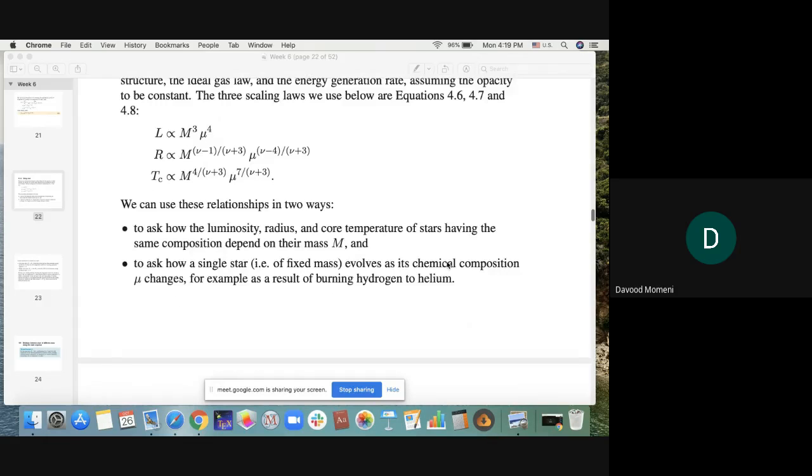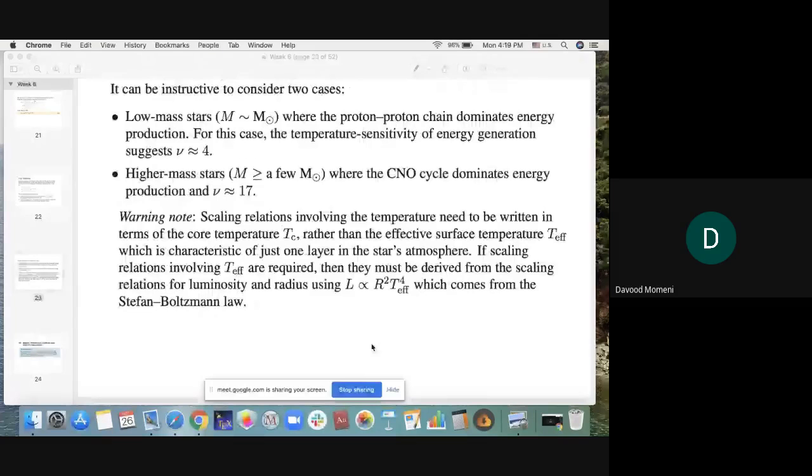So we are mainly talking about two classes of stars. One is the star with low mass. They are stars with mass of the order of the solar mass. So any star which is located close to the sun on the main sequence is considered a low mass star. And for low mass stars, this index nu is given by the digit 4.